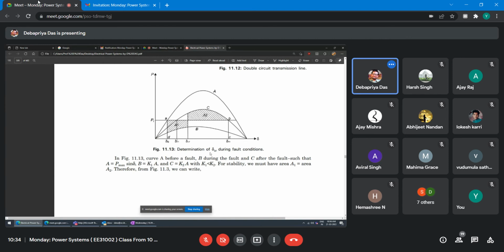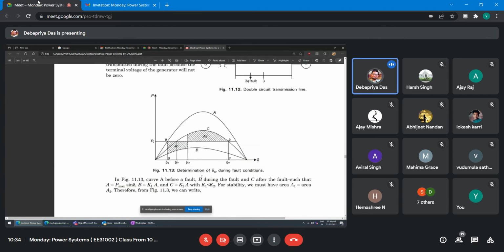Now look into this curve A before the fault, curve B during the fault, and curve C after the fault, such that A is equal to P max sine delta. B will be K1 into A. Some value will be there, therefore this one will go down. And C will be K2 into A, and K1 is less than K2, from your intuition you can make out, right? For stability, we must have area A1 equal to area A2. Therefore, what will happen? That this is a healthy condition, right?